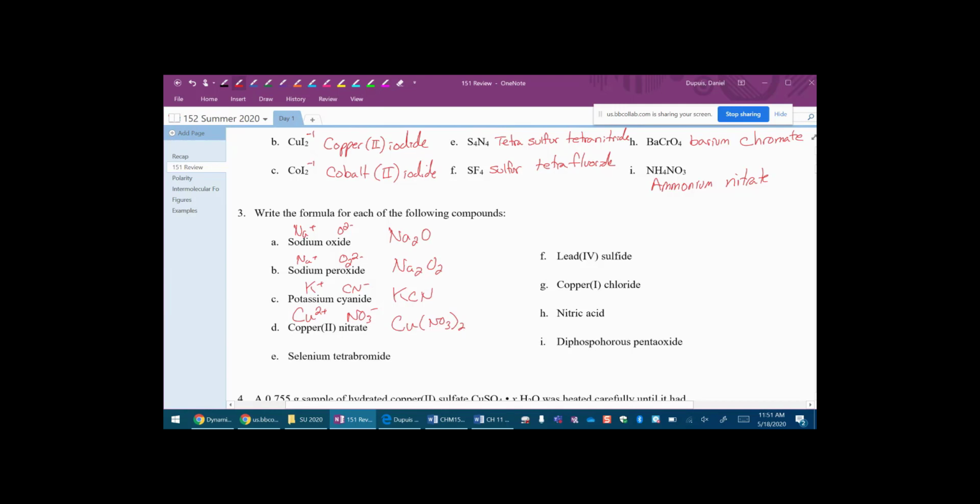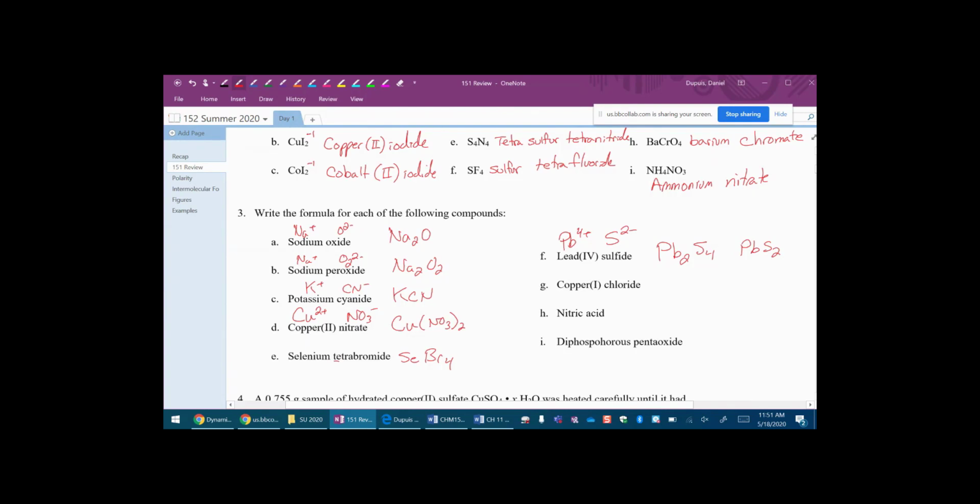Selenium tetrabromide. I got a prefix, right? Tetra. So it's SeBr4. Lead 4 sulfide. Pb4 plus, S2 minus. Now, that's Pb2S4. That's technically accurate, right? That's technically accurate. But we prefer PbS2. Easier to do the molar mass.